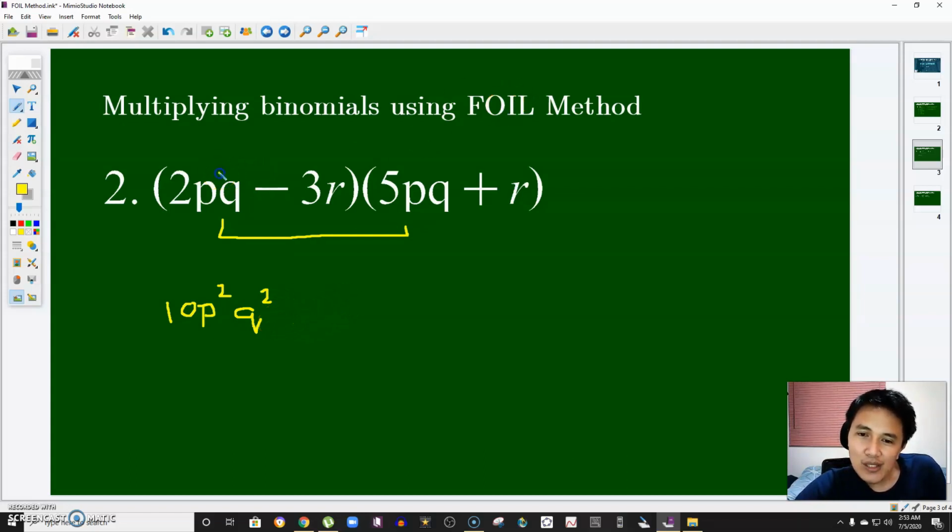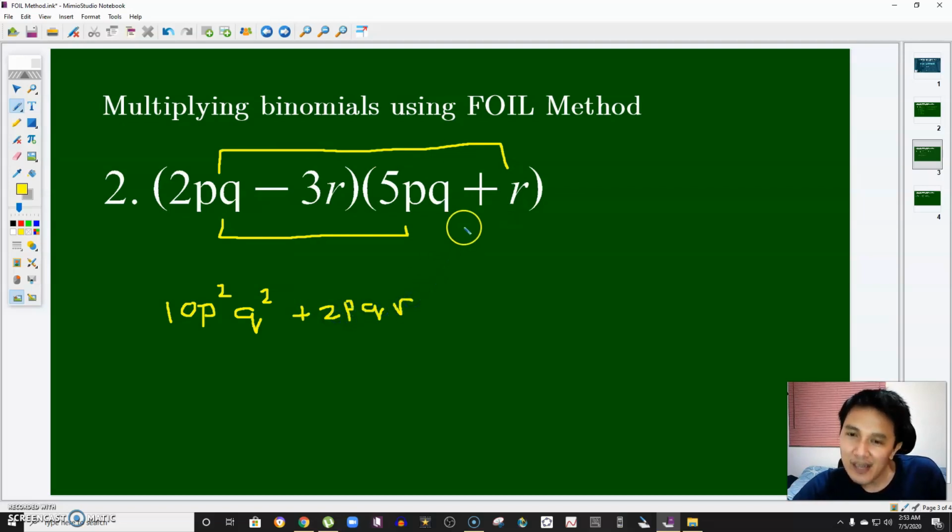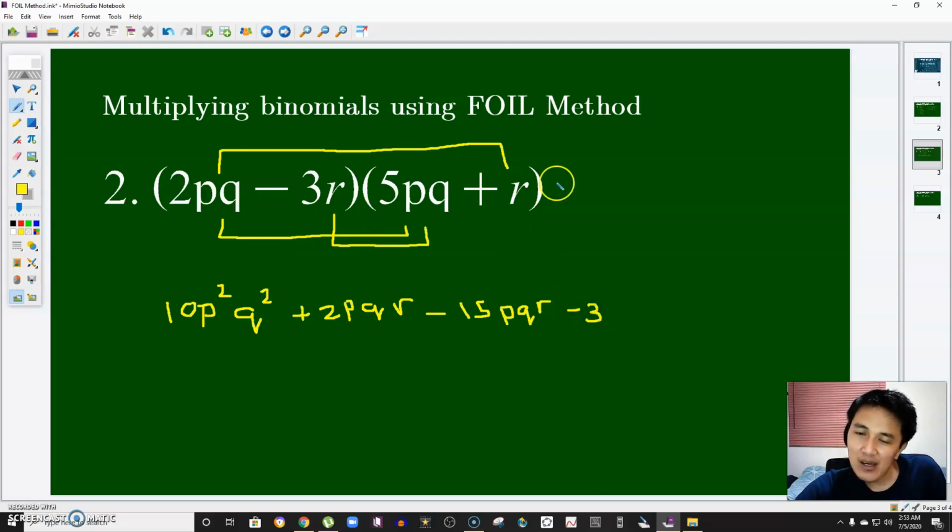Next, outer. I'm going to multiply 2pq and r. So that is 2pqr, right? Then, inner term, negative 3 times 5, that is negative 15, right? And then, pq times r, so pqr. And then lastly, negative 3 times 1, so that's negative 3, r times r, again, same base, add the exponent, so the exponent of r is 2, or negative 3r squared. Okay?